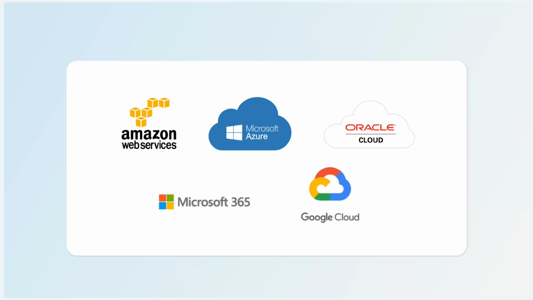In Applications Manager, we monitor several cloud technologies, including Amazon Web Services, Microsoft Azure Cloud, Oracle Cloud, Office 365, and Google Cloud. So these technologies are available as comprehensive monitoring bundles. And when I say that, I mean they come with everything you need to get full visibility right out of the box.